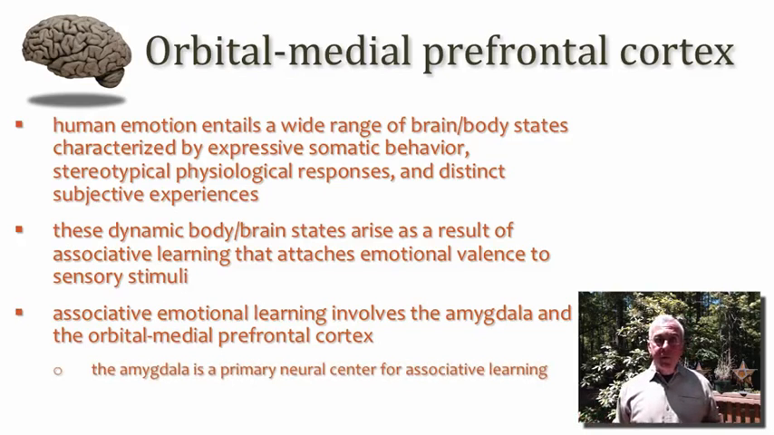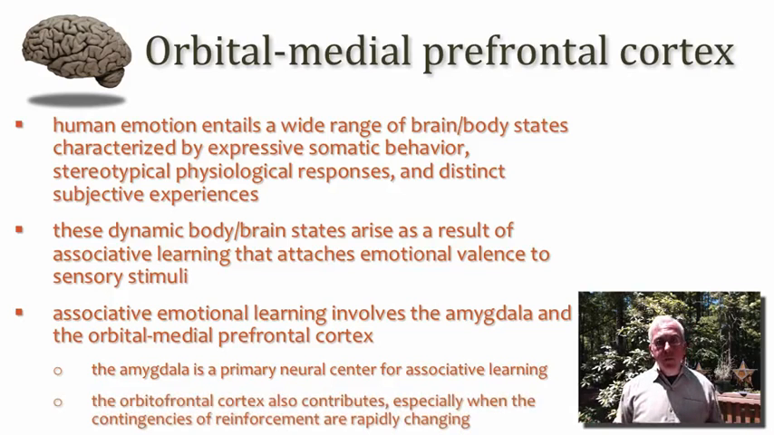The amygdala is a primary neural center for associative learning, and one important contribution of the amygdala is to process those signals that will increase our vigilance because they predict the presence of risk or threat. Another important neural center, of course, is the orbital and medial sector of the prefrontal cortex. This also contributes to emotional learning, especially when the contingencies of reinforcement are rapidly changing. And this is certainly one way to understand the complex dynamics of real-life, real-world social engagement.